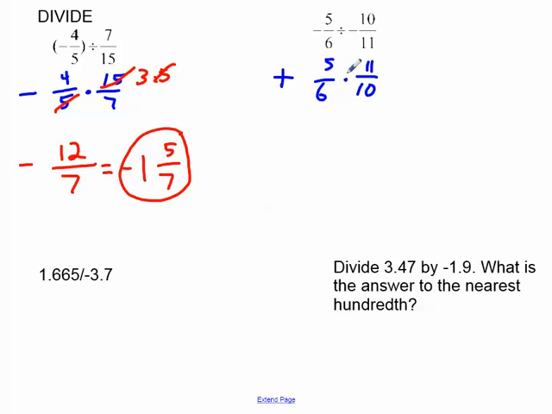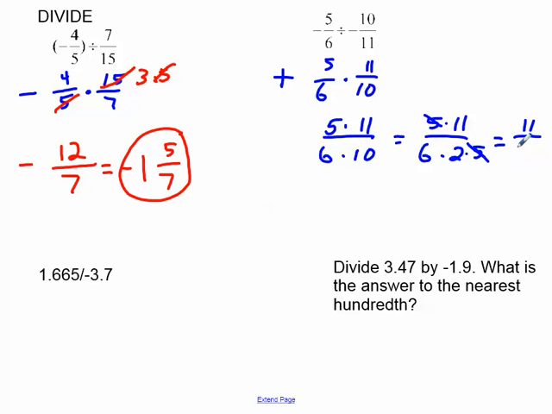Negative times a negative is a positive. 5/6 stays the same, change, flip. And now I've got positive, which I'm going to ignore: 5 times 11 over 6 times 10. We'll call 10 2 times 5. 5 divided by 5 is 1. Those cancel out, reduce, factor, simplify. 11 and 6 don't cancel. 11 and 2 don't cancel. So 11 over 6 times 2, 12. Positive, because negative times negative is positive. We didn't carry the sign along, and we assume it's positive. And there's our answer, 11/12.